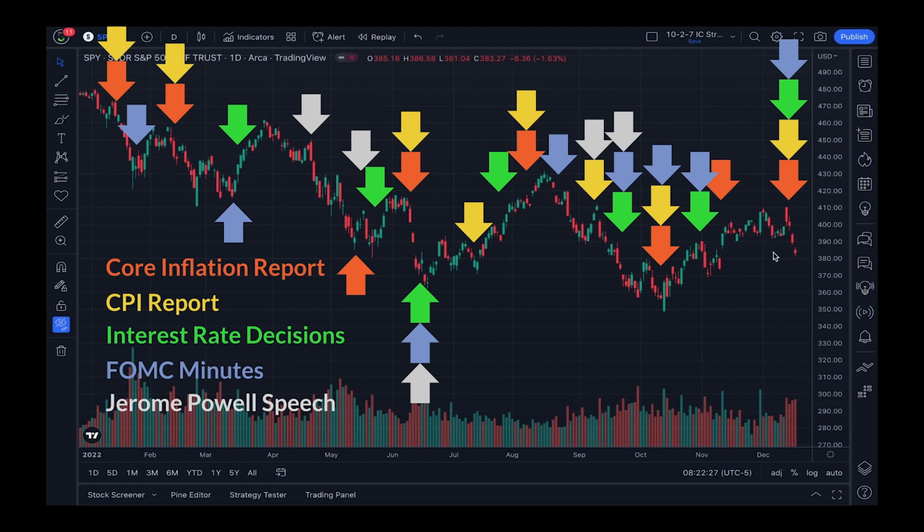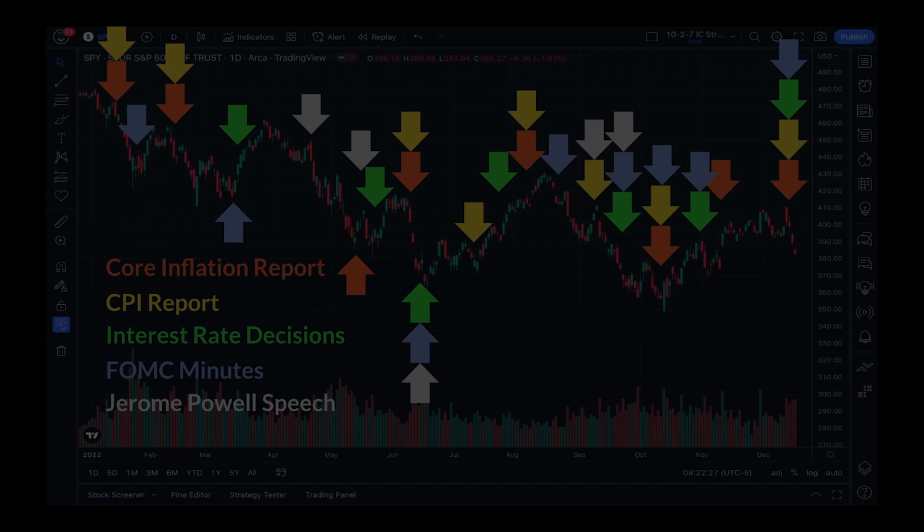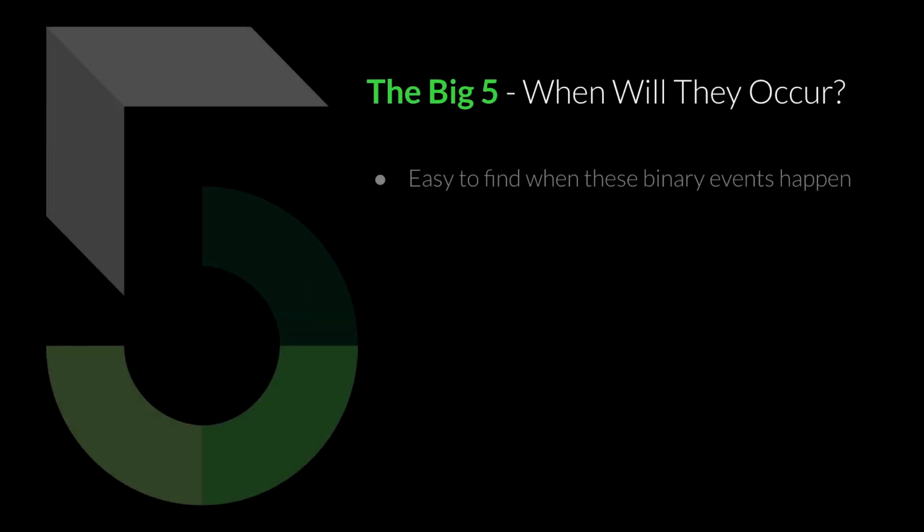I don't know exactly what percentage we are down in 2022, but I think more importantly is the volatility that you see here. And you can see all of these arrows indicate that some things really move the market more than others. And right now, the theme for 2022 and probably 2023 is going to be all based around inflation. So when do these big 5 occur?